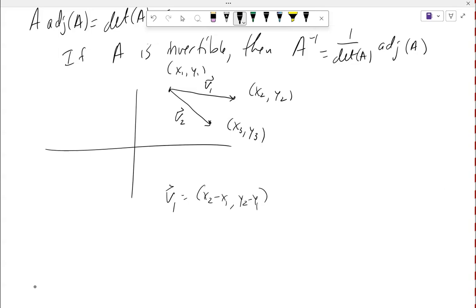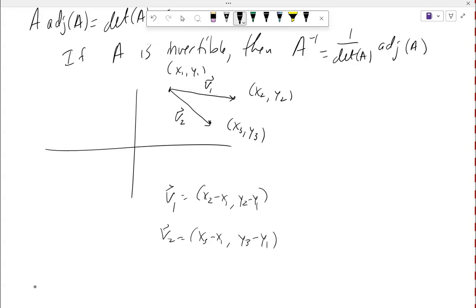Okay. Likewise, for V2, we'd have x3 minus x1, y3 minus y1. Now I have two vectors, and this is exactly how we introduced determinants. We said that the determinant, with a plus or a minus, could give us the area of the parallelogram determined by those two things, right? And you just told me that if they're all on the same line, what does the area have to be? It would be 0, right?